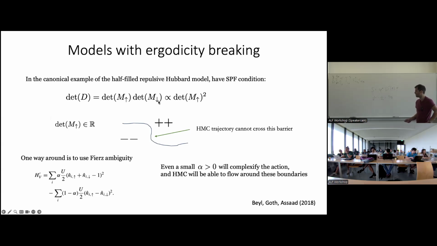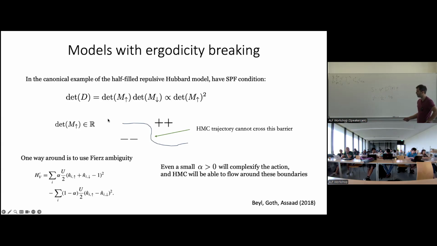And since these matrices at half filling are proportional to each other, this can be written as the determinant of one of them squared. If you pick an appropriate Hubbard-Stratonovich field, then this determinant is always a real number. So what this means is that even though this object is always positive definite, there are certain configurations of the Hubbard-Stratonovich fields which make this positive, and certain ones which make this negative.